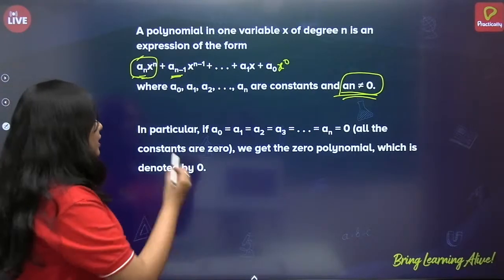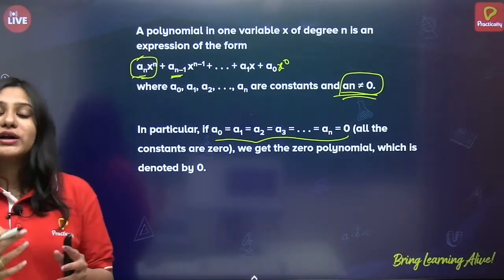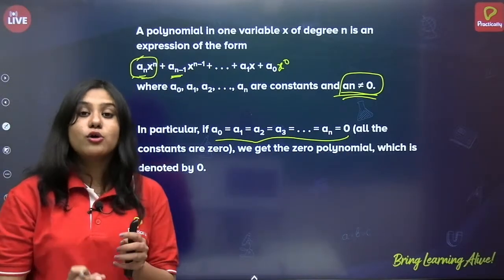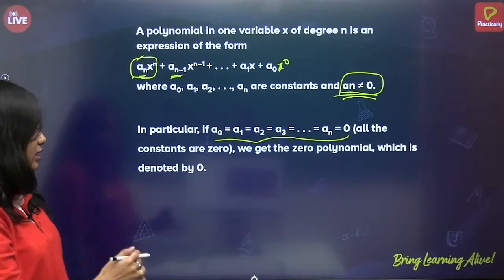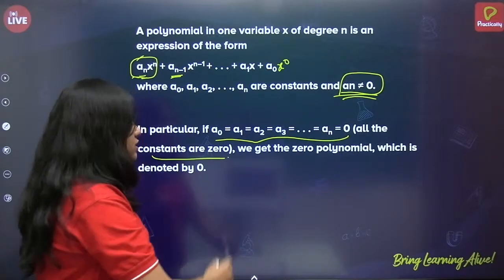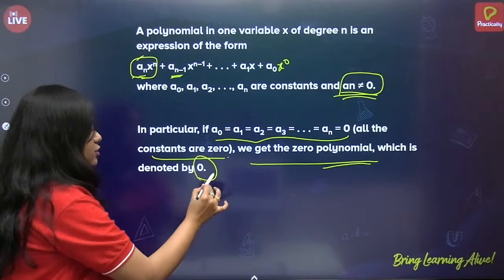Now, in particular, if all the coefficients are 0, what have we studied? A polynomial where all coefficients are 0 is the zero polynomial. So, when all the coefficients are 0, we get a zero polynomial, which is nothing but 0.